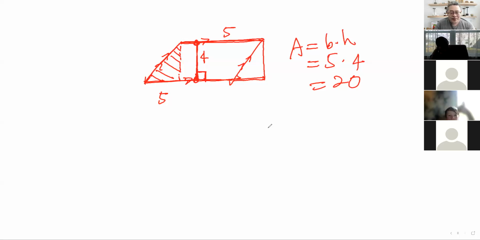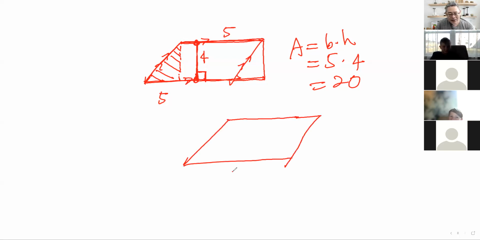All right, thank you. So now let's see, we got a parallelogram here. And this base is 7, and the height here is 5. What is the area of this parallelogram?